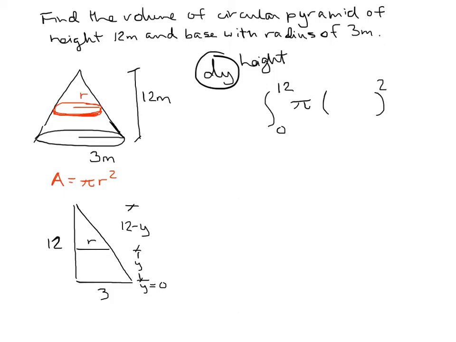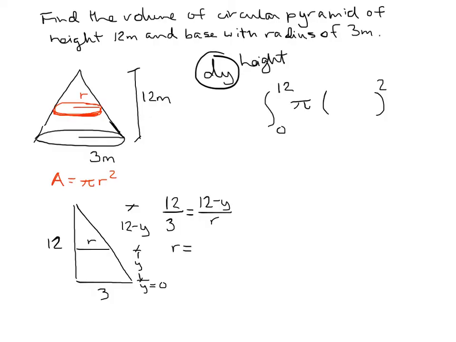All right, so similar triangles here. If I do the full height, which is 12, to the full base, which is 3, that is in proportion to the height of the smaller triangle, which is 12 minus y, divided by the radius of the smaller triangle, or the base of the smaller triangle, which is r. I'm doing all of this to get r in terms of my function y.